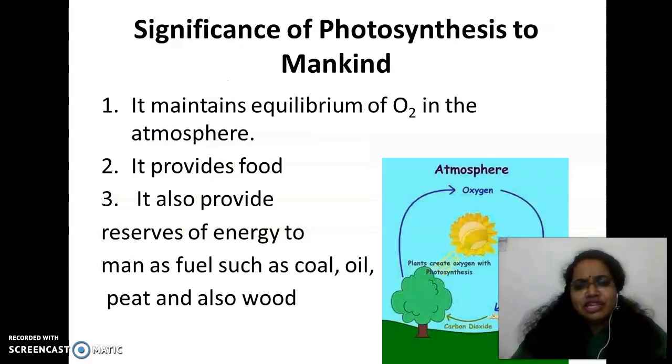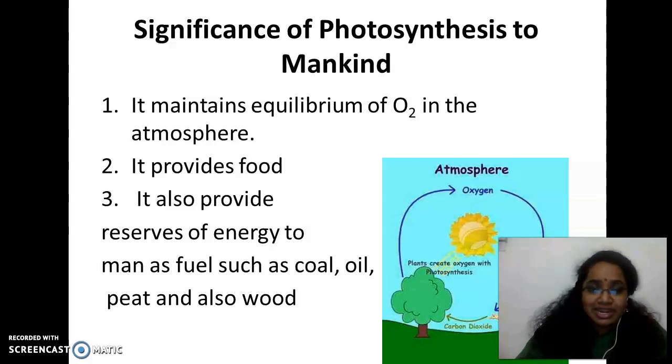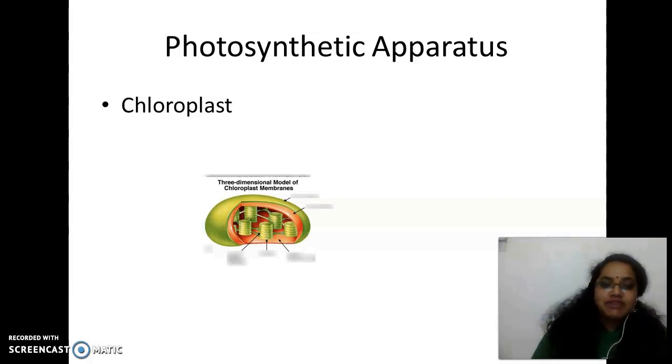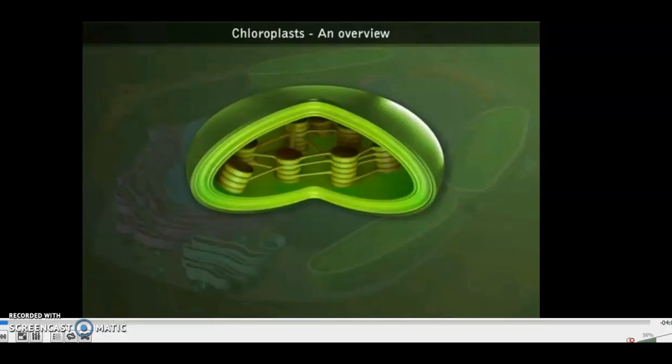So what is the significance of photosynthesis for mankind? As we all know, it maintains an equilibrium of oxygen in the atmosphere. It also provides food. It also provides reserve energy and fuel. All the things we get are from plant products produced by photosynthesis. So the photosynthetic apparatus, as we all know, is the chloroplast. We will go through a video for the structure of chloroplast.